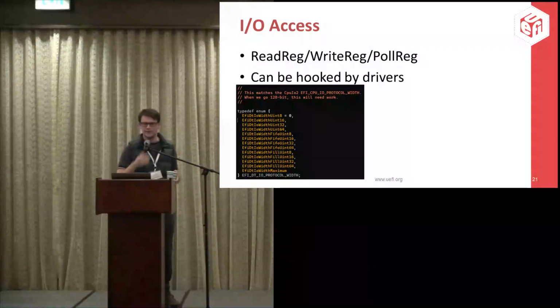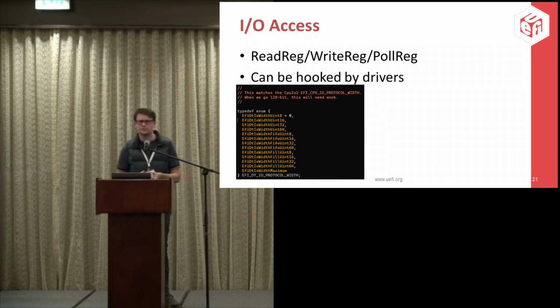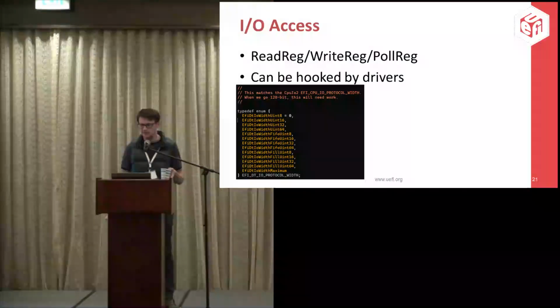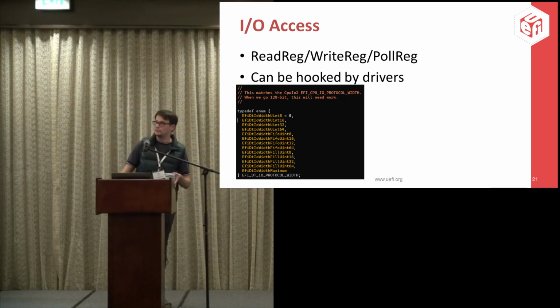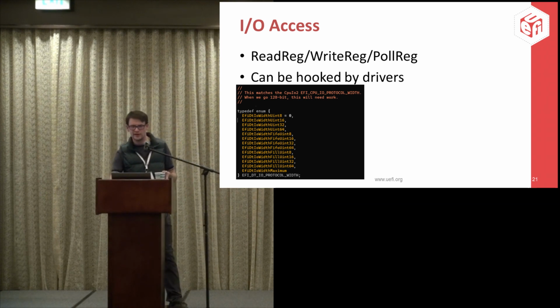Okay, so the I/O access API is again modeled after other bus abstractions. So you can read a register, write a register, poll a register, wait for it to be a certain value. Obviously, this API must be hookable by the driver, because again, what if child register reads are not CPU register reads, so they'd be serviced by some other driver. Right? So you must be able to hook that.